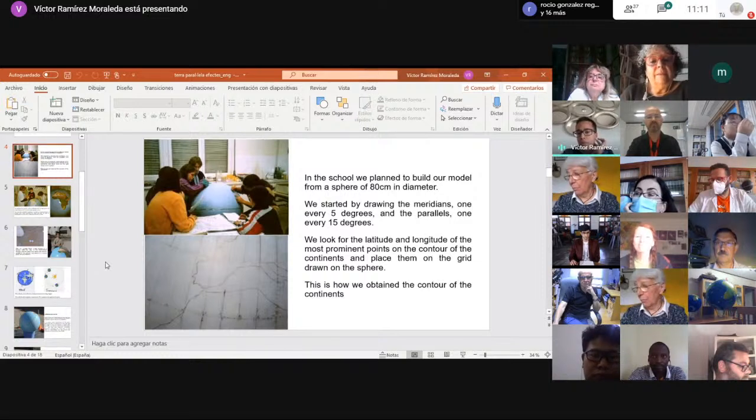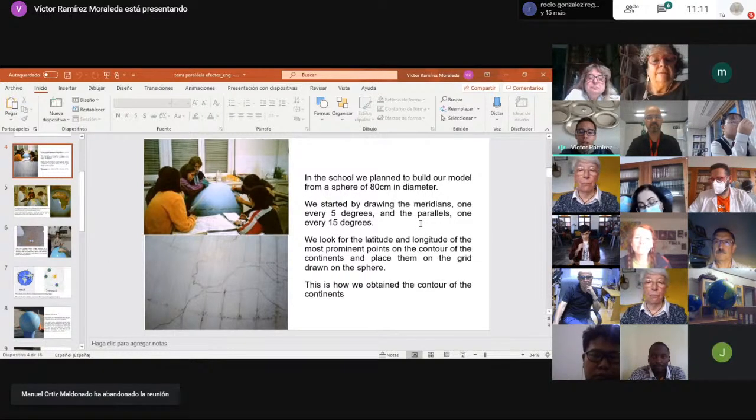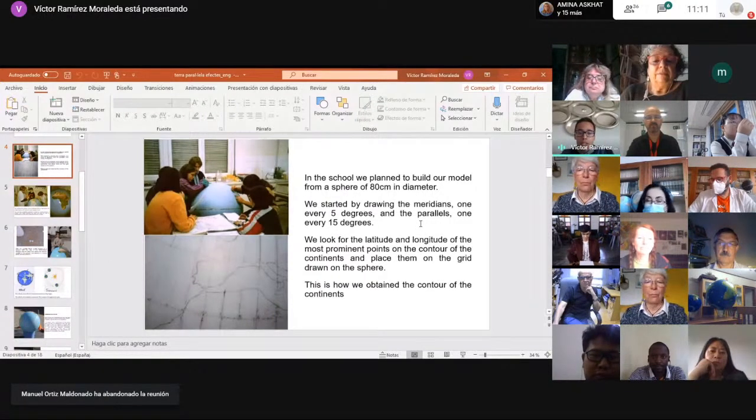And because of that, we plan to build our model from a sphere of 80 centimeters in diameter.